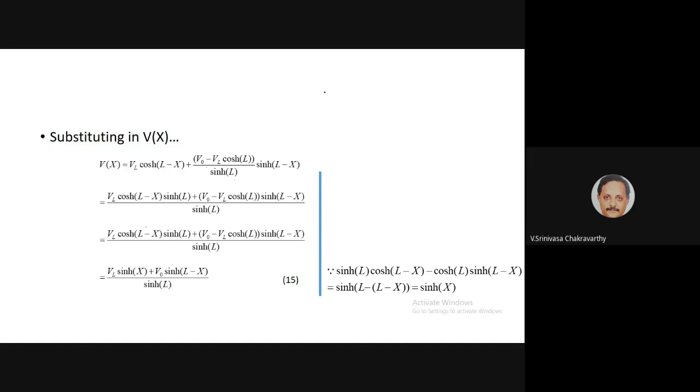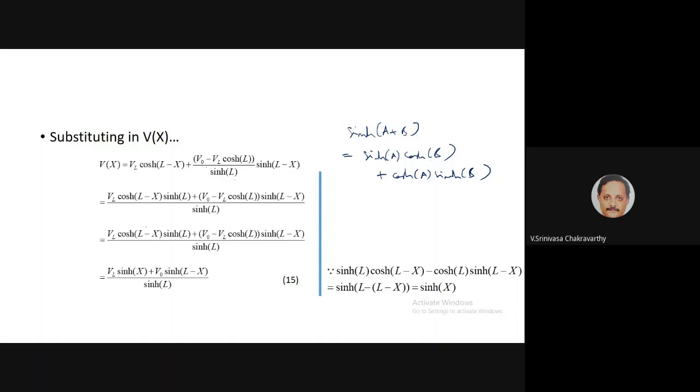Now we know from the hyperbolic function summation rules that sinh of (A plus B) is equal to sinh A cosh B plus cosh A sinh B. And again sinh of minus A is equal to minus sinh A, because sinh is an odd function, cosh is an even function, just like sine and cosine. So if you use that, you have this expression.